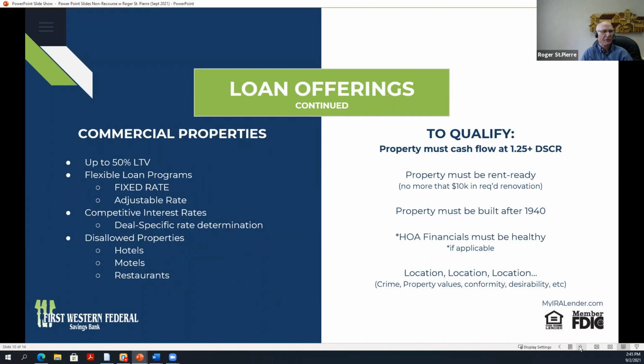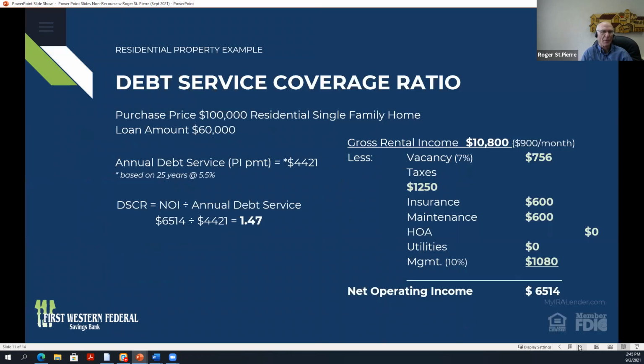Let's see, loan offerings. We've got commercial properties, again, I mentioned. We'll lend up to 50% on those, fixed and adjustable. And then to qualify, the debt service coverage must be 1.25 DSCR or greater. I believe in the next slide, we'll see what that 1.25 looks like. And here we go. This is how we underwrite our loans.